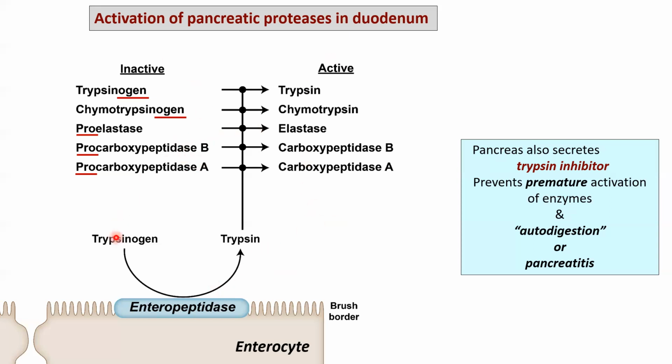Enteropeptidase is required to activate it. It's conveniently located in the duodenum in the brush border. So now your inactive enzyme is secreted, washed in by bicarbonate water, then activated by this brush border enteropeptidase.